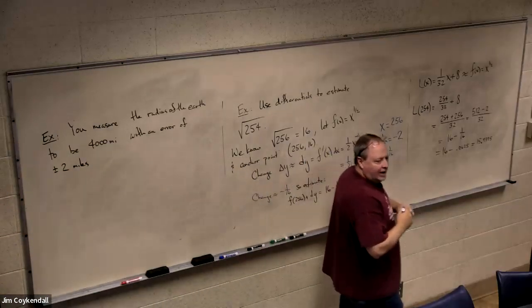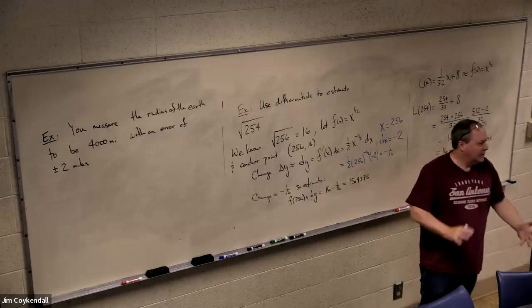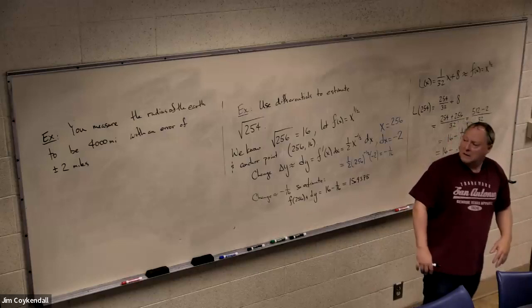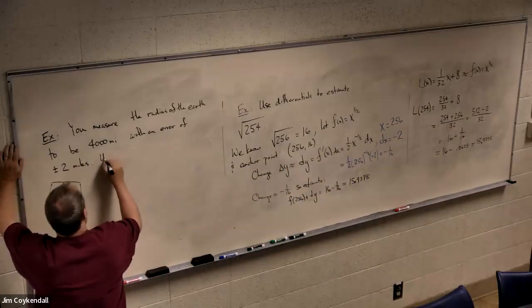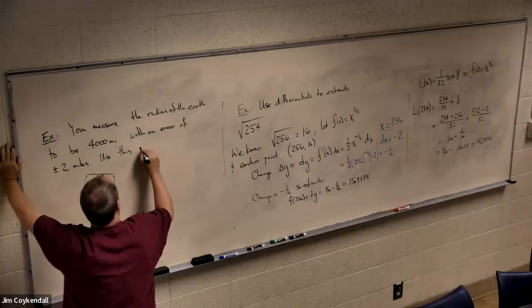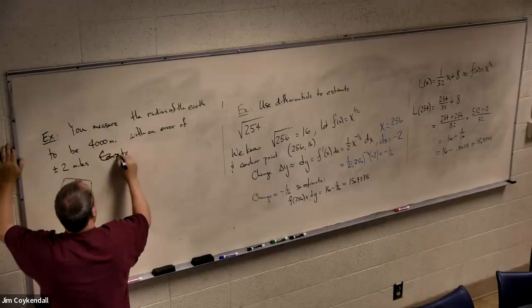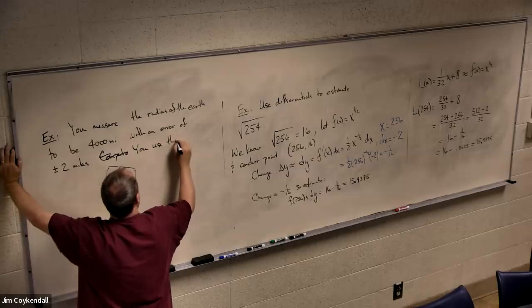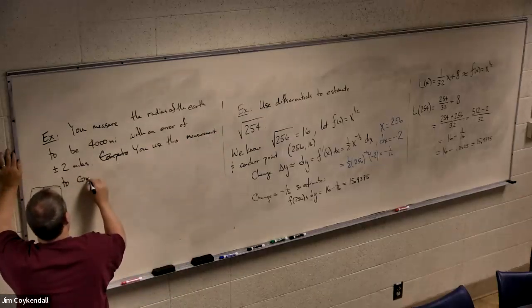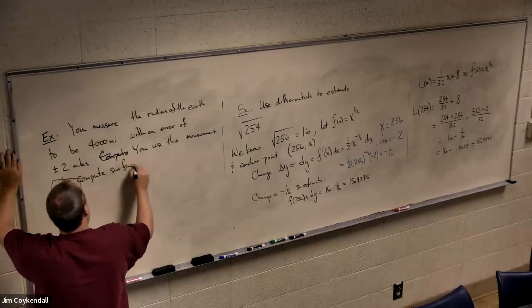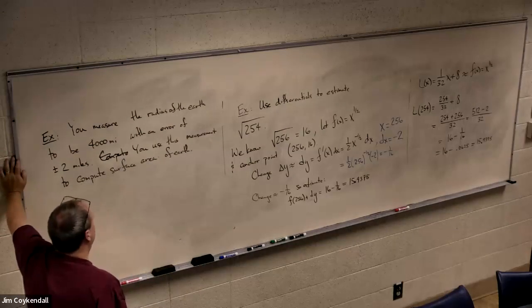Right? You're all engineers, scientists. Whenever you make a measurement, there's a certain amount of uncertainty. So you measure the radius of the Earth to be 4,000 miles, but it's off a little bit. It could be as much as 4,002 and as little as 3,998, right? Use this measurement to compute the surface area of the Earth. Use differentials.